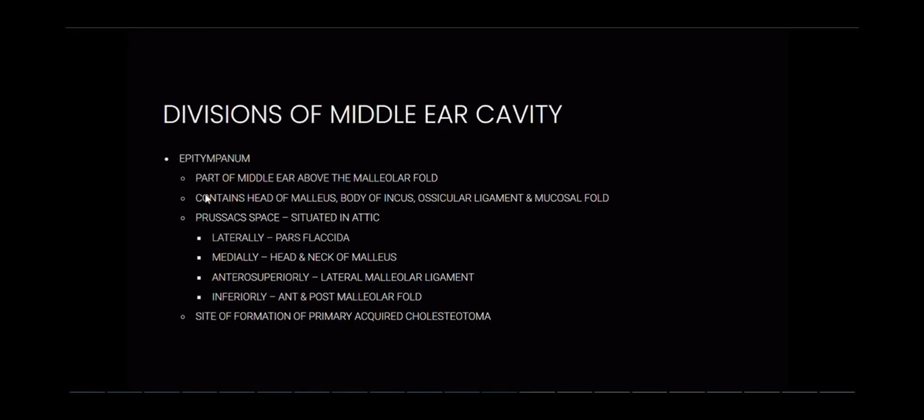Coming to the divisions of the middle ear cavity, we have the epitympanum. In the epitympanum, we have a small space known as the Prussak's space, laterally bound by the pars flaccida, medially by the head and neck of malleus, anteroinferiorly by the lateral malleolar ligament, and posteroinferiorly by the anteroposterior malleolar fold. This is the site for the formation of primary acquired cholesteatoma.